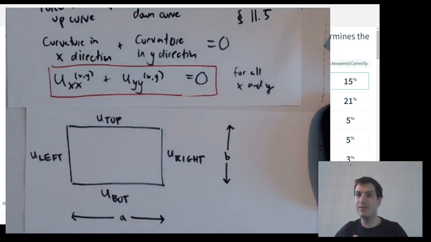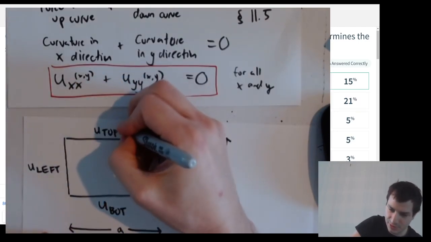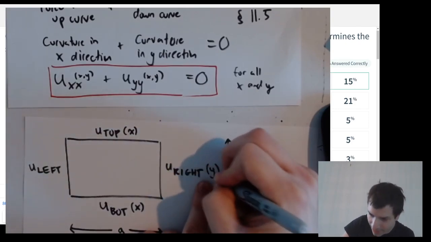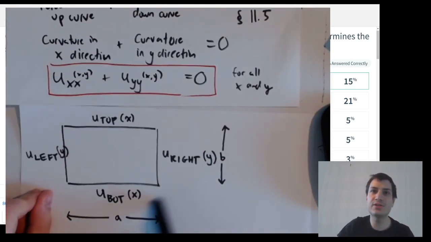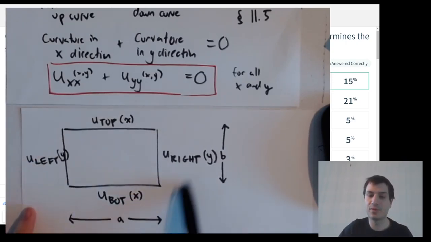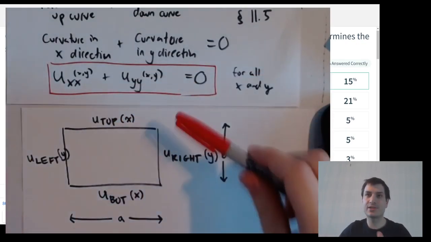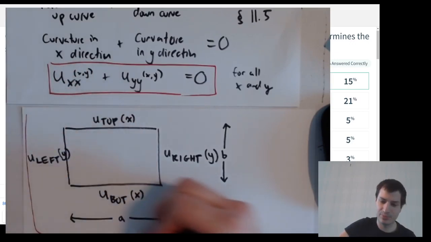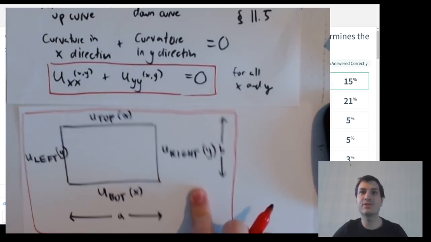These are the boundary conditions, with four functions. u top is a function of x, u bottom is a function of x, u right is a function of y, and u left is a function of y. There are four of them, not just two. This equation, all that together, is going to turn into one solution. So this is what Laplace's equation is: the actual PDE plus these four conditions.